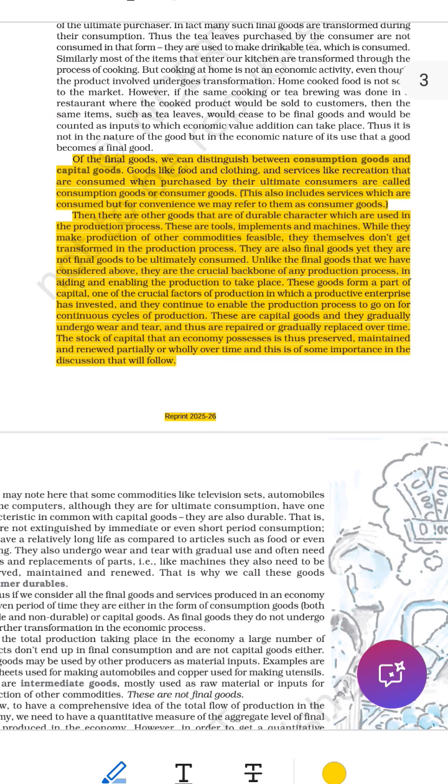Some are meant to be used and enjoyed right away. Others are meant to help make other things. So final goods are of 2 types. 1, consumer goods, consumption goods. 2, capital goods. Let's now go very deep into each, very slowly and clearly.